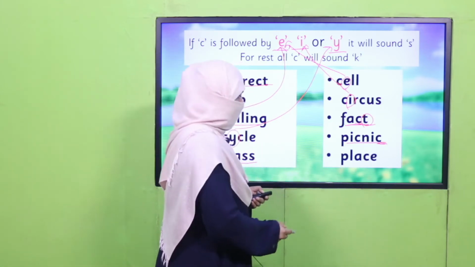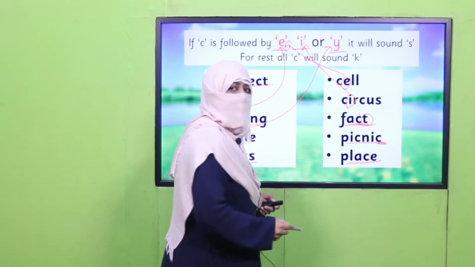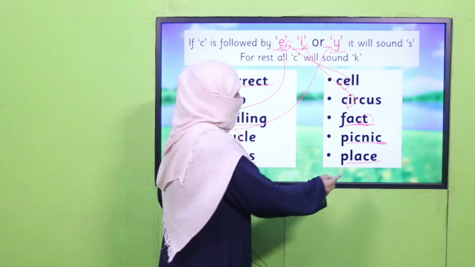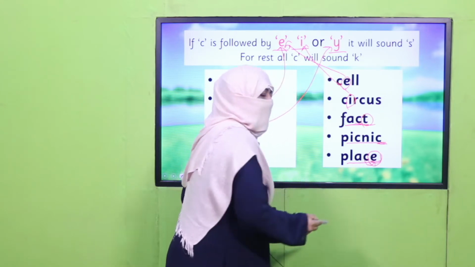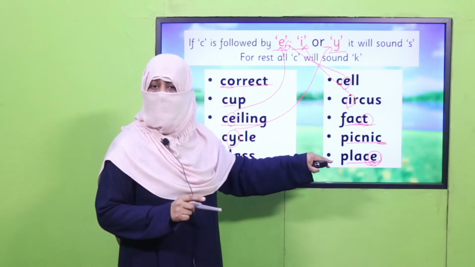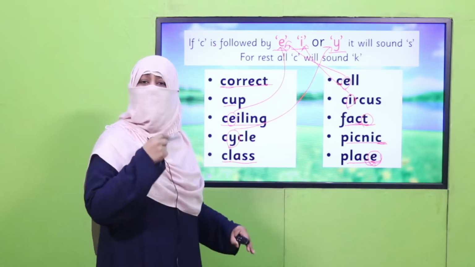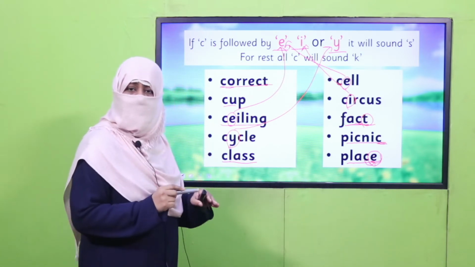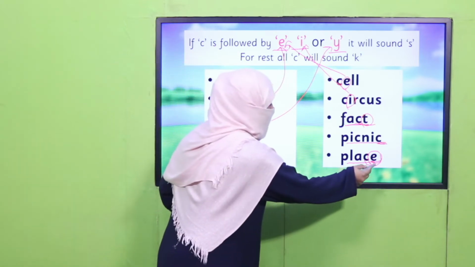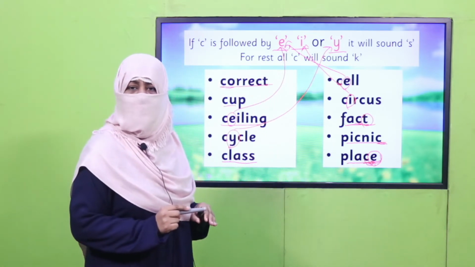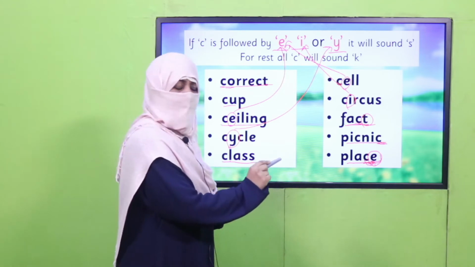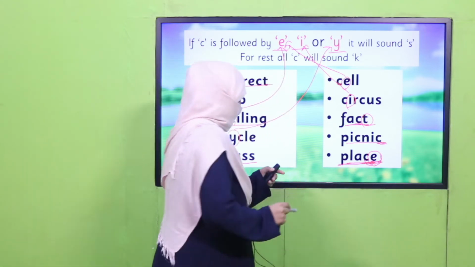Picnic. And place. Place. All right, this C is followed by E. We will not say the sound of E. This is a silent letter here. In the next lecture, in the next unit, we will study about it. So here the point is, because this C is followed by E, that's why it will say it's soft sound, and we will say place. What we'll say? Place. All right.